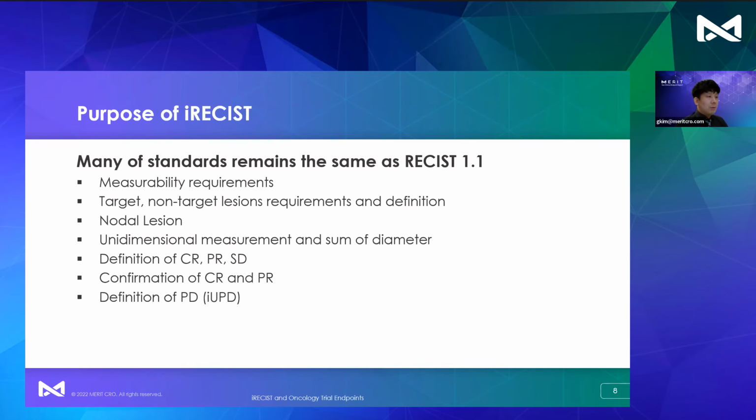Also, the sum of diameters is one of the quantifications that we still use in the same way. Also, the CR, PR, and SD definitions stay the same. Confirmation of the complete response and partial response also stays the same. And then lastly, the definition of progressive disease, which is used as iUPD in iRECIST, still stays the same.